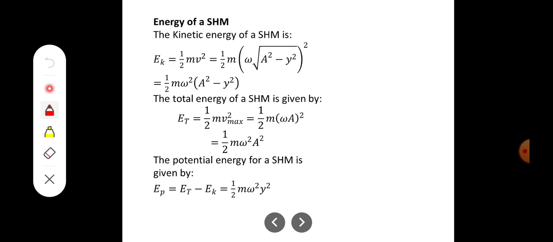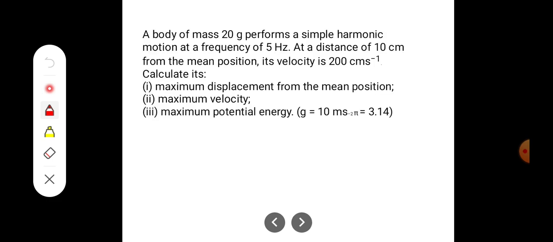Now the total energy of a simple harmonic motion, like we know, is supposed to be half m v squared maximum, the maximum velocity. So if we substitute the value for maximum velocity, which is omega a, we'll get half m omega squared a squared. That's how we came about that formula. Then the potential energy of a simple harmonic motion is total energy minus kinetic energy. Earlier I showed you that total energy is equal to potential energy plus kinetic energy. So when you make that subtraction, you're going to get half m omega squared y squared. That's important.